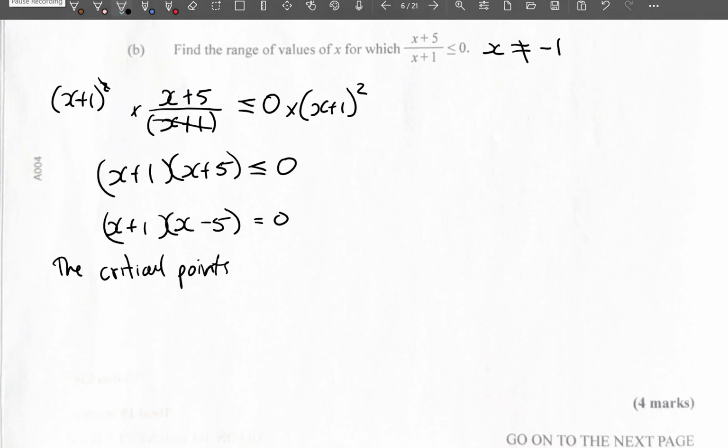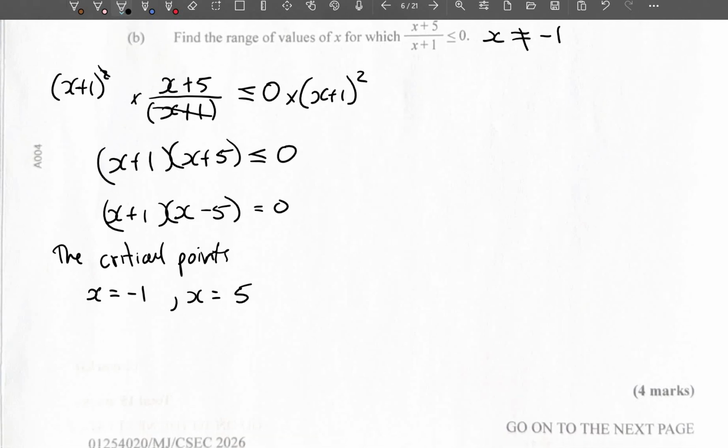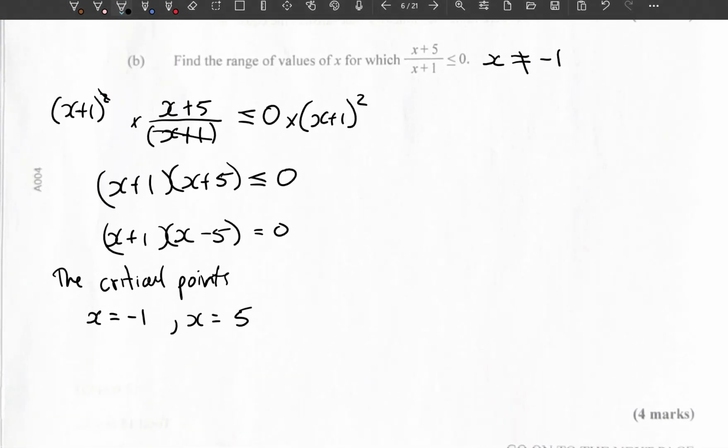The critical points would be x equal to -1 and x equal to 5. So to find the actual solution, we put in a sketch. Let me use some deeper colors for the axes. This is the graph of x squared minus 4x minus 5. We know the roots are going to be at -1 and at 5. Let's draw in the roots.